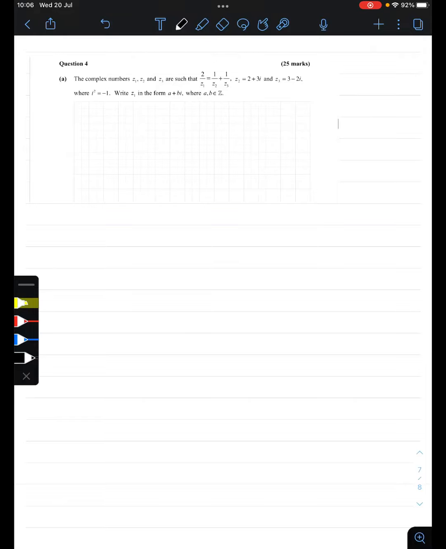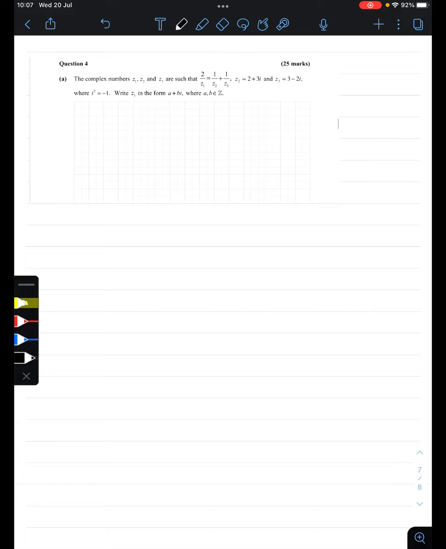Hi guys. We're going to be looking now at question 4 from the 2015 paper 1 exam. We have complex numbers z1, z2, and z3 such that 2 over z1 equals 1 over z2 plus 1 over z3, and z2 equals 2 plus 3i and z3 equals 3 minus 2i, where i squared equals minus 1. Write z1 in the form a plus bi, where a and b are integers.